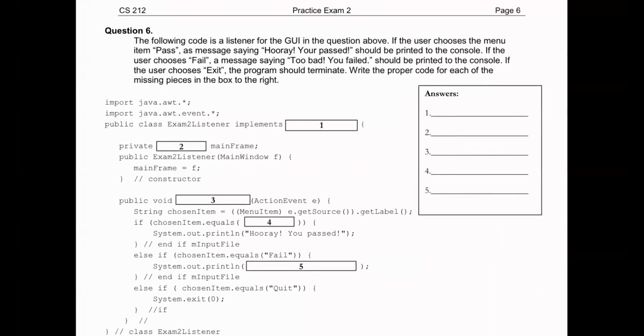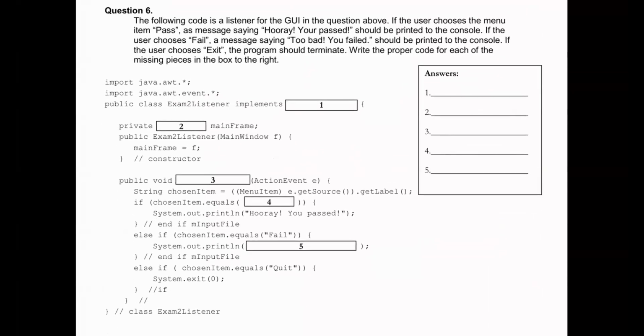So this one. Okay, so we need to implement the listener. So implement this is like you just need to memorize. This is action listener. So this is like, okay, when I see this, it is action listener. There's no logical thing.